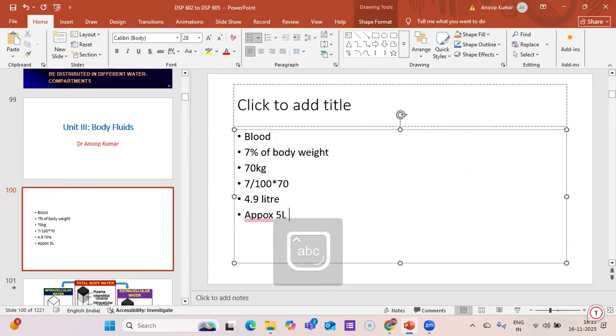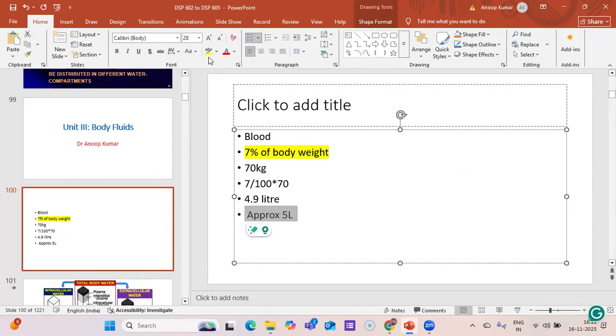But again, I am saying we are talking about blood volume, right? If someone asks you how much blood volume you have, you have to remember this one only: 7% of the body weight. And if it's 70 kgs, how much will it become? It will become approximately 4.9 liters. So you can say that it's approximately 5 liters.